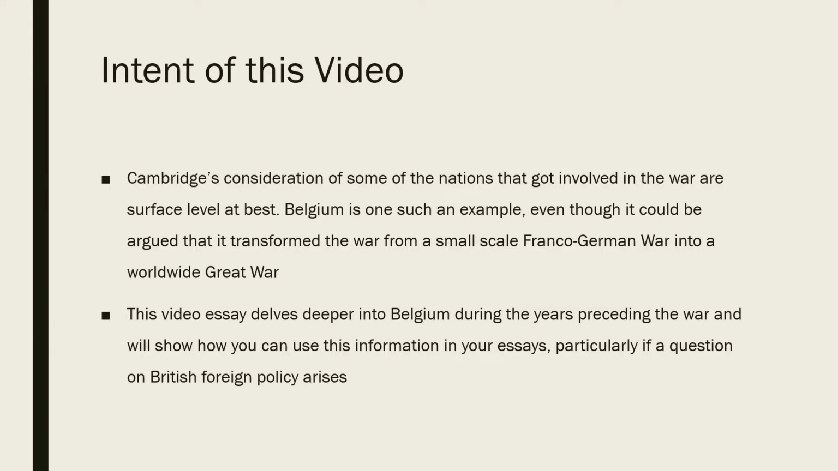So, as hinted at previously, Cambridge's consideration of some of the nations that got involved in the war is surface level at best, and Belgium is a pretty prime example of that. In fact, from the really small amount of information you might read in the textbook, you might come to the same conclusion that the German army did, and say that Belgium was nothing more than a speed bump on the way to Paris. But that's really a shame, because Belgium could be considered a main cause for the war, turning a smaller scale Franco-German war into a much larger Great War, and we're going to examine why.